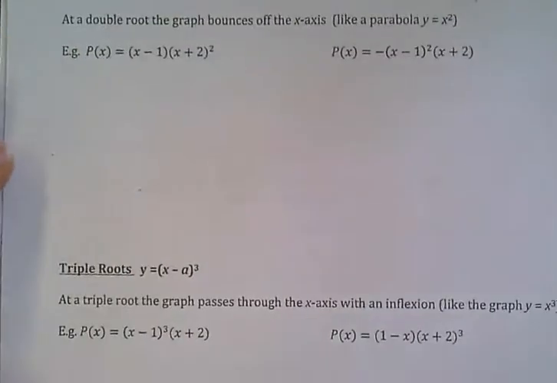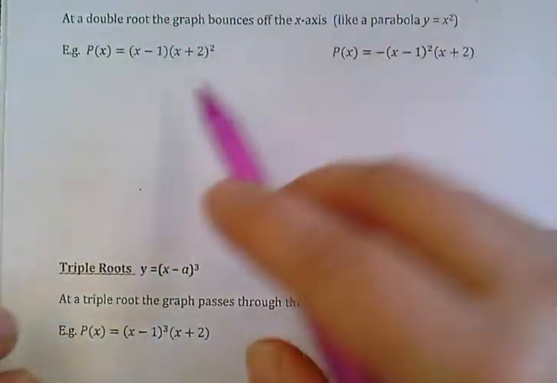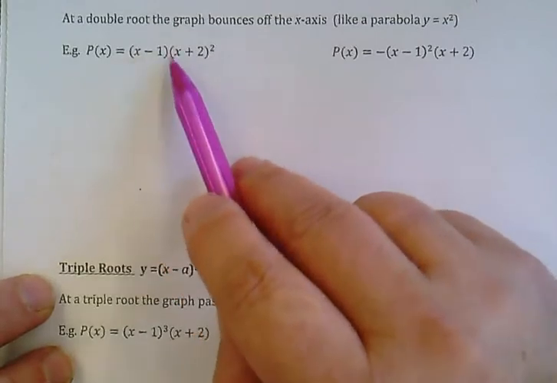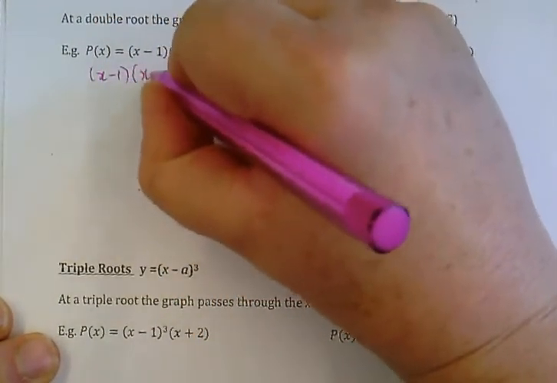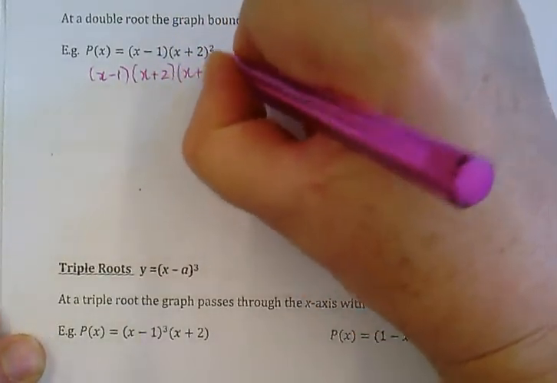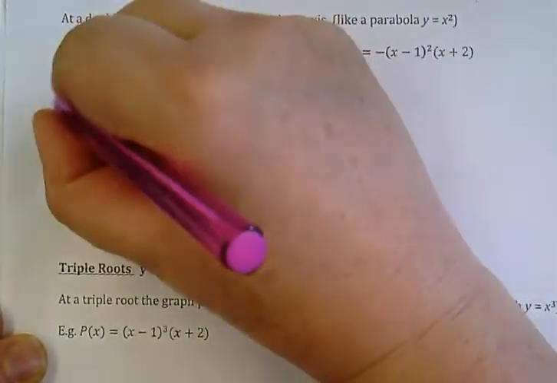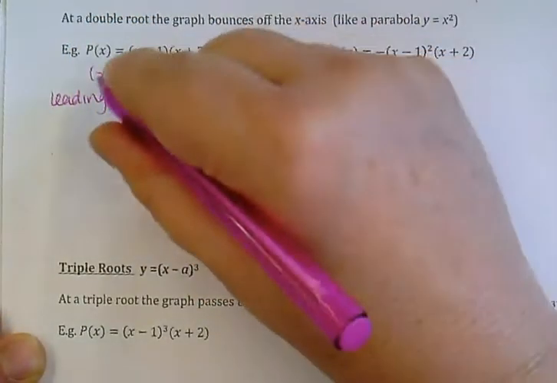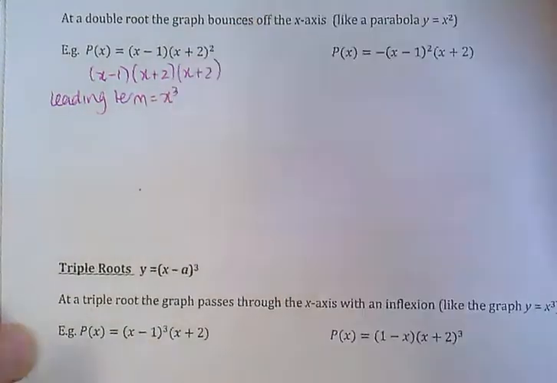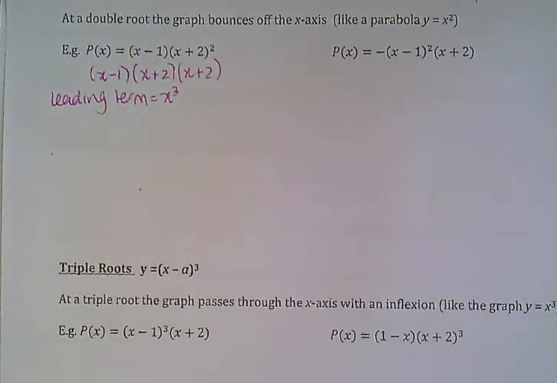We okay? Now, a double root. This still has degree what? What's the degree of this? It still is degree 3, because that's really x minus 1 times x plus 2 times x plus 2. So it is degree 3. What is the leading term? You multiply the x's, you get x to the power of 3. So it is a positive x cubed type.